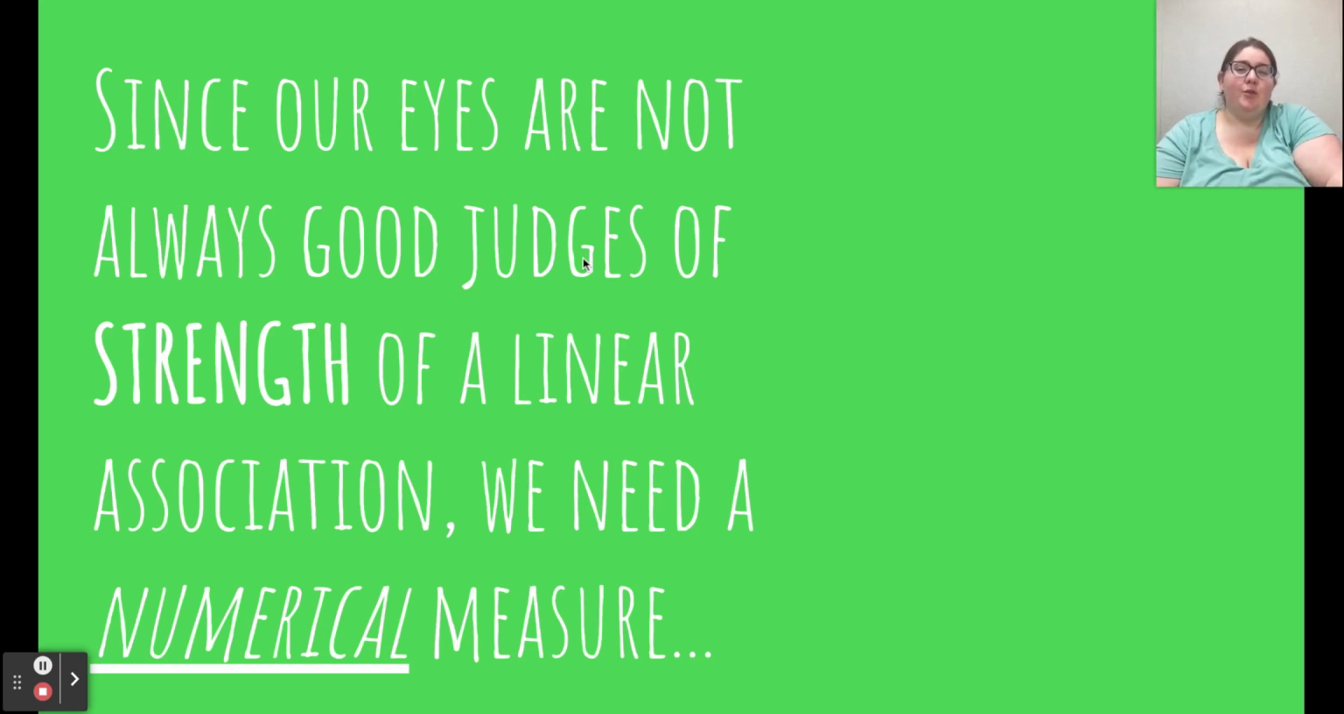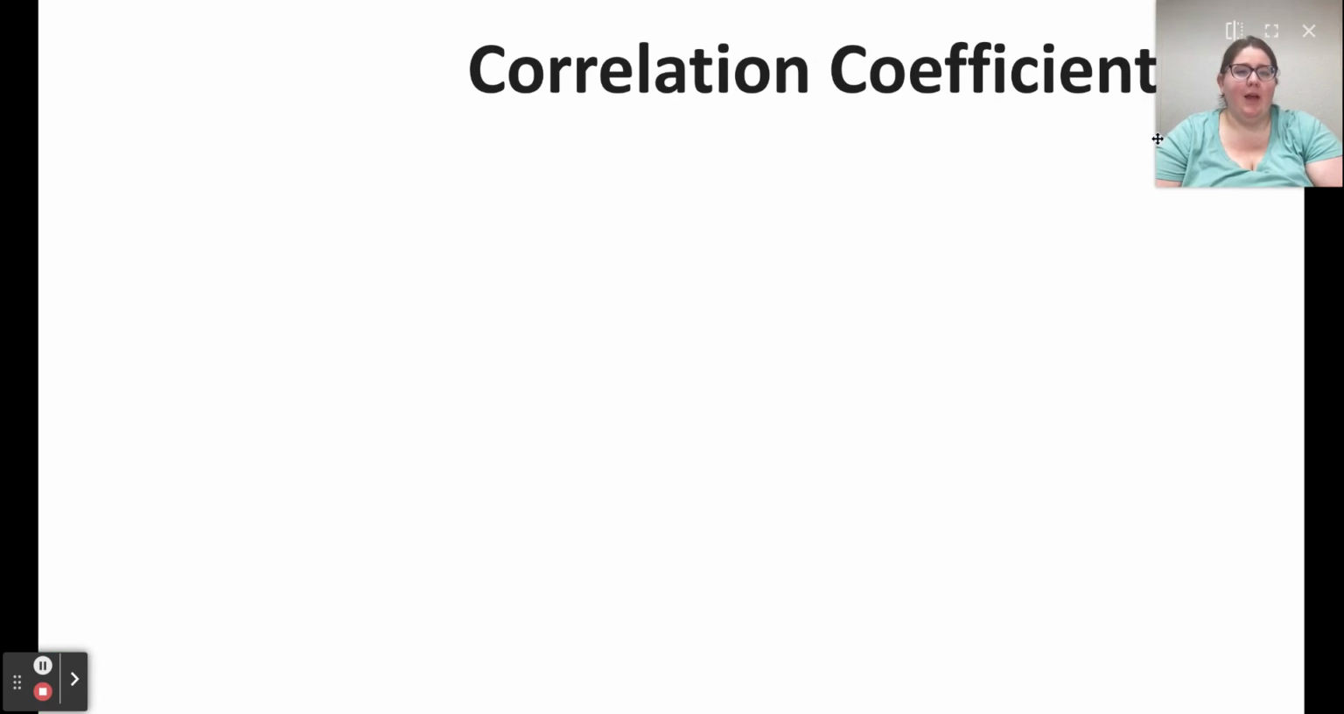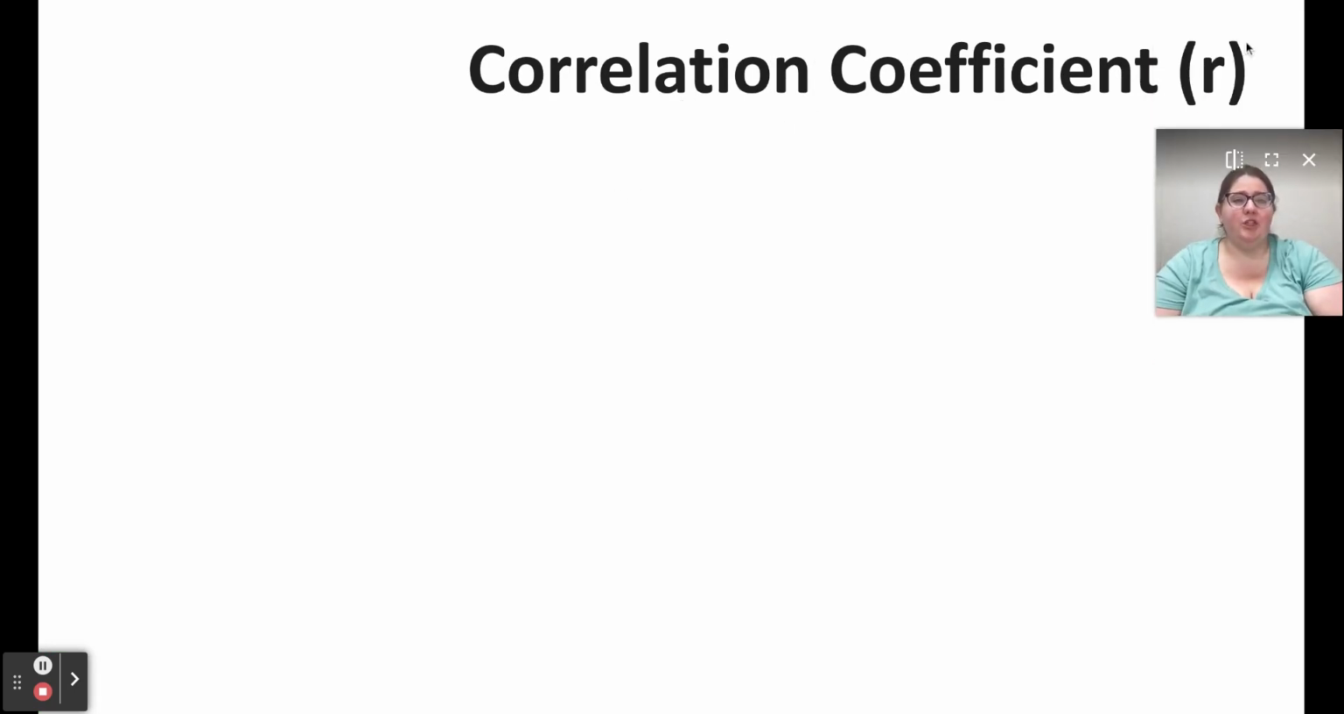So we do need some kind of numerical measurement that gives us a stronger idea of what's going on. We call that numerical measurement the correlation coefficient. We use the letter R to represent that number. I don't know why they chose R. That's what they chose.